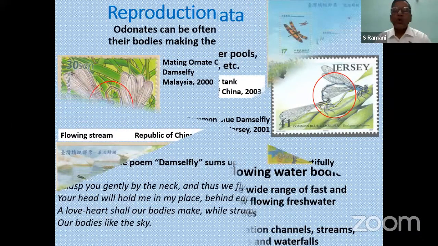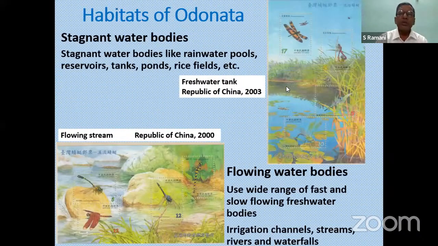Again, talking to you about habitats in which dragonflies and damselflies are found, two beautiful sheets have been produced with at least four stamps in each. This is one habitat where dragonflies and damselflies are known to breed, in stagnant water bodies. A very nicely represented habitat is shown here, where it is a stagnant water body like rainwater pools, reservoirs, tanks, ponds, rice fields, etc. So you can see here how that habitat is also projected using stamps.